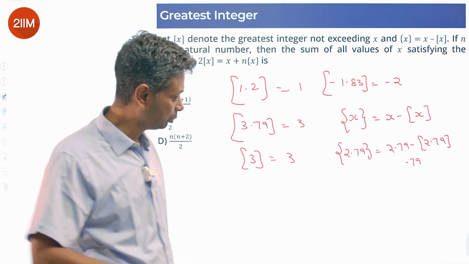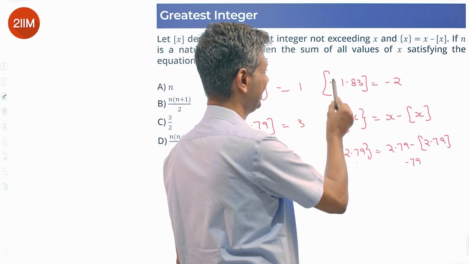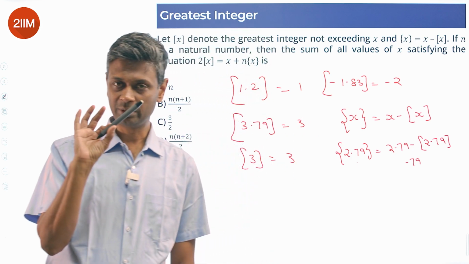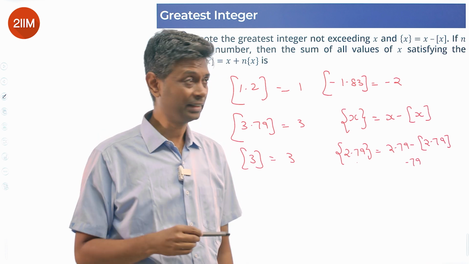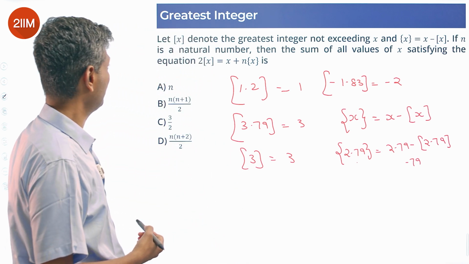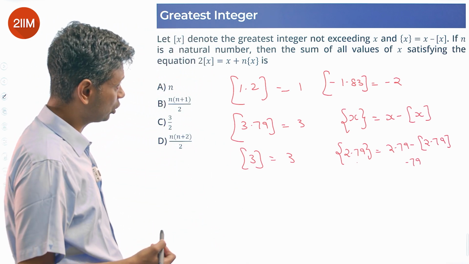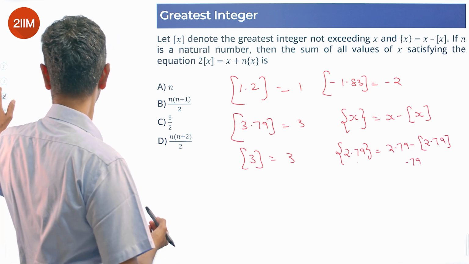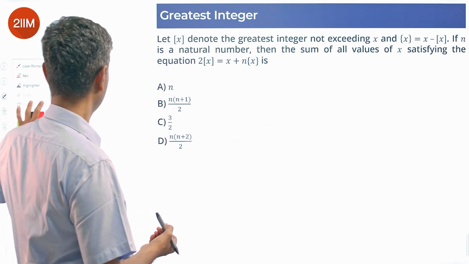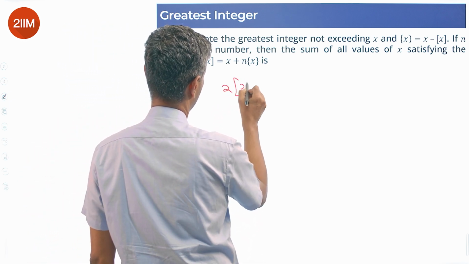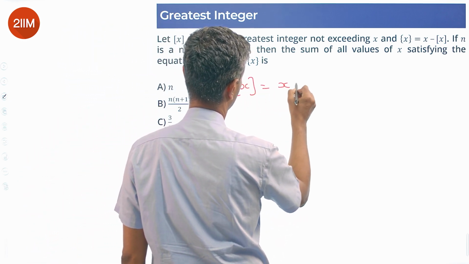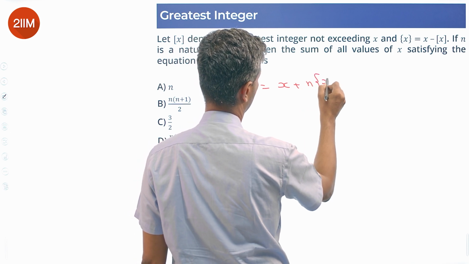And so it works beautifully if we're talking about positive x. Negative x, it will not be the decimal part, it will be the remaining. Right? But hey, I need a phrase, so I'm going to call it the decimal part of x. If n is a natural number, then the sum of all values of x satisfying the equation 2 into greatest integer of x equals x plus n times decimal part of x.